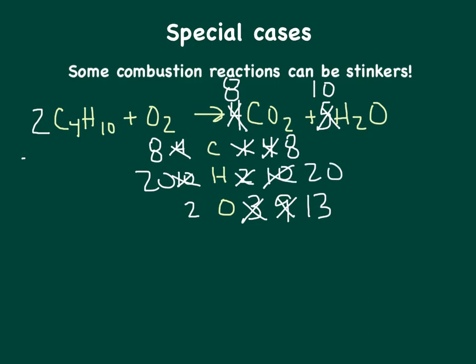And then my oxygens, I'm going to count up my oxygens on this side over here. I got 8 times 2, which gives me 16, plus another 10 times this one right here. So 16 plus that 10 gives me 26 oxygens over here. Now I have an even number. I can put a 13 in front of this one to give me 26 oxygens here.